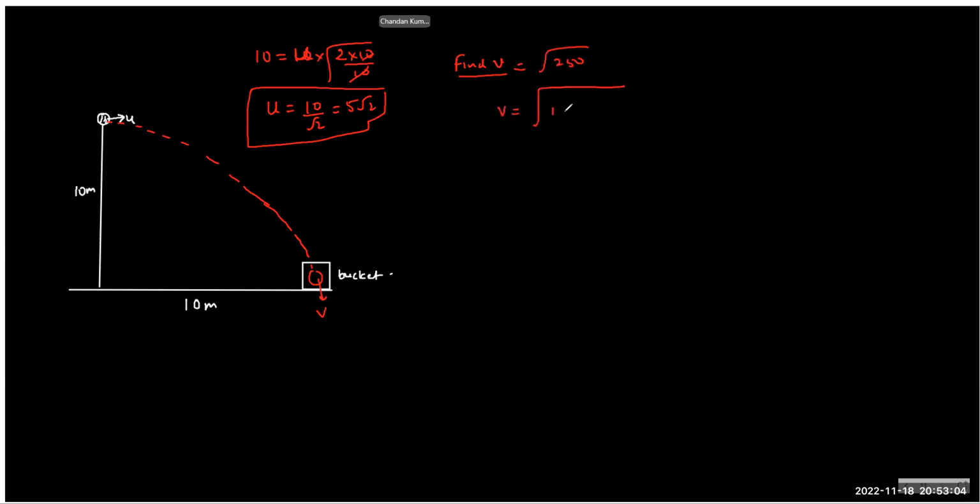So v is under root of u square plus 2gh. The u you got, 5 root 2, squared gives 50, plus 200. So this is the speed with which you will hit the surface.